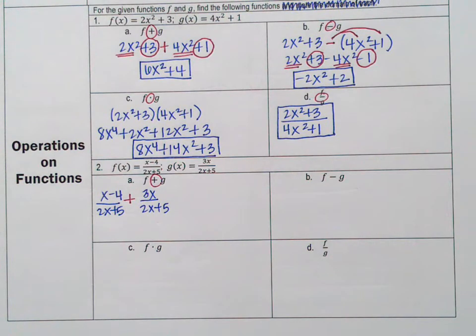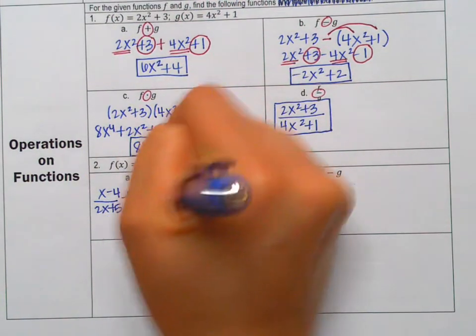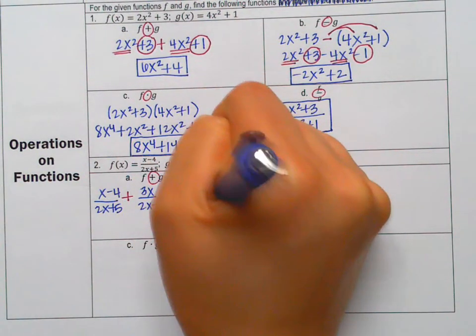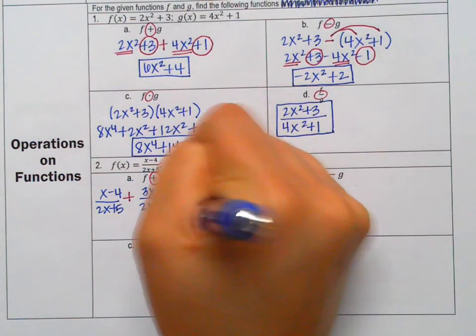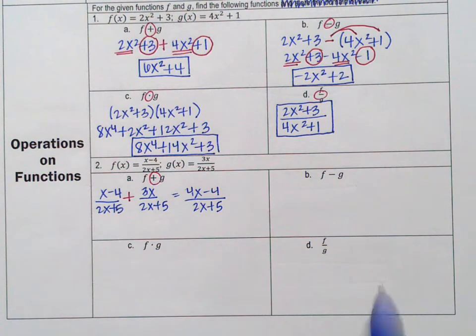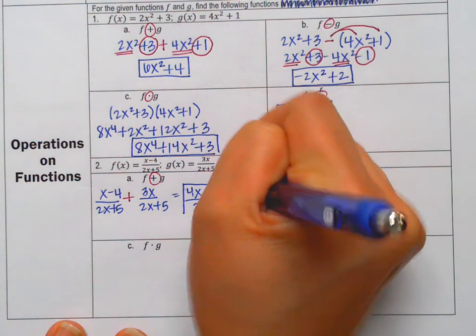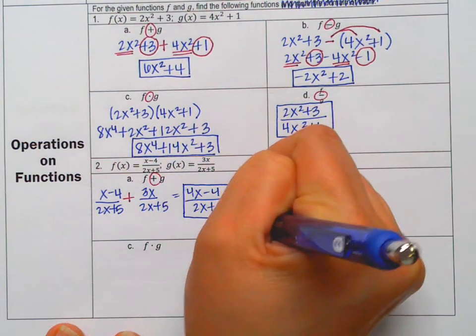So we can just combine like terms in the numerator. x plus 3x is 4x. Minus 4 can't combine with anything. And 2x plus 5. Now we could factor out the 4 and have 4 times x minus 1, but that wouldn't simplify anything, so we can just leave it as is. If you did factor out the 4, that would be fine too. So it's up to you, whatever you want to do.